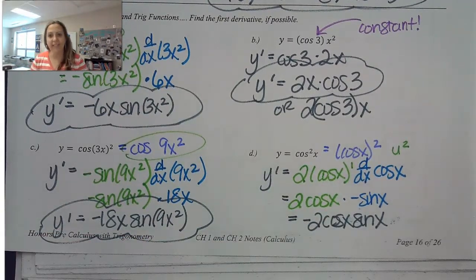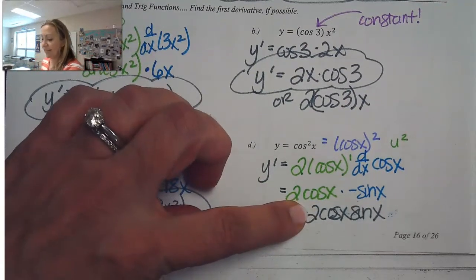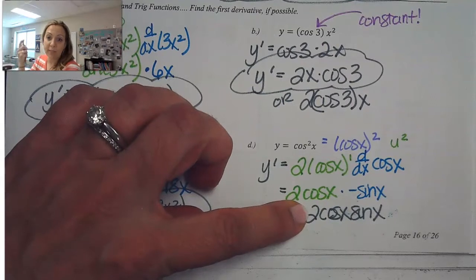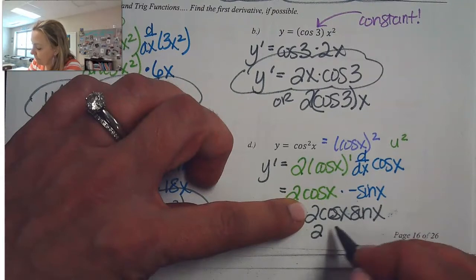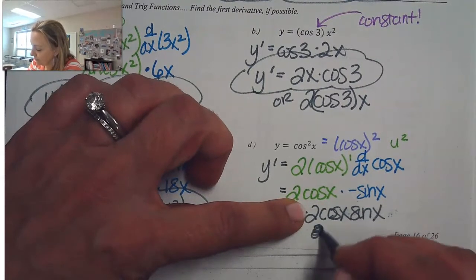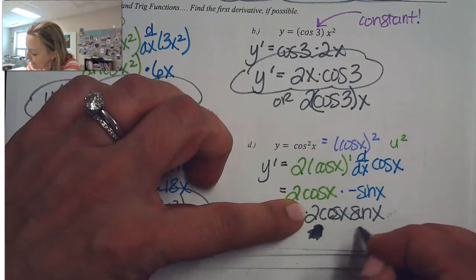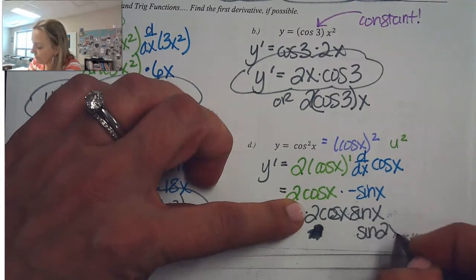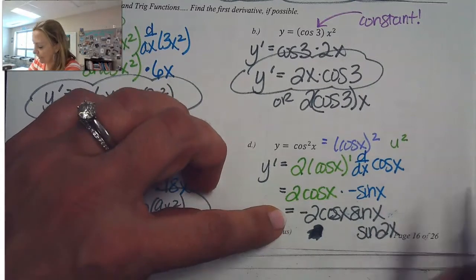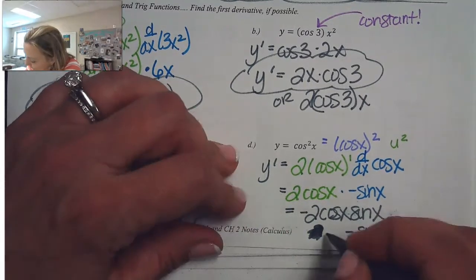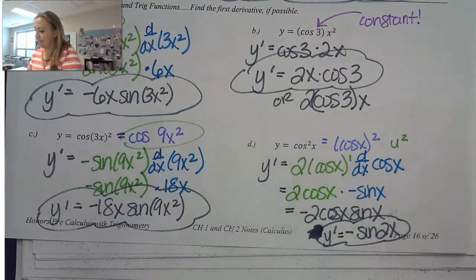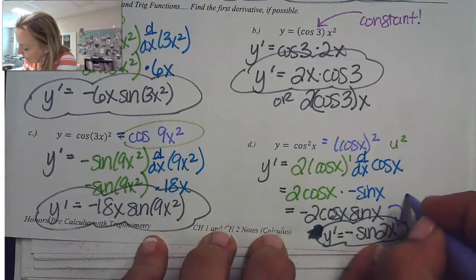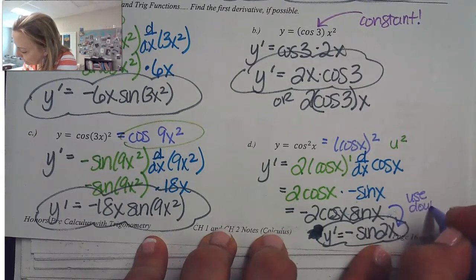Wait a minute. That's something that's familiar, isn't it? If we have 2 sine x cosine x, or because of the commutative property, 2 cosine x sine of x, can't we use the double angle formula? Isn't this the same as the sine of 2x? But we have to make it negative, and that would be a way for me to write my y prime: the opposite of the sine of 2x. So again, here I can use my double angle formula.